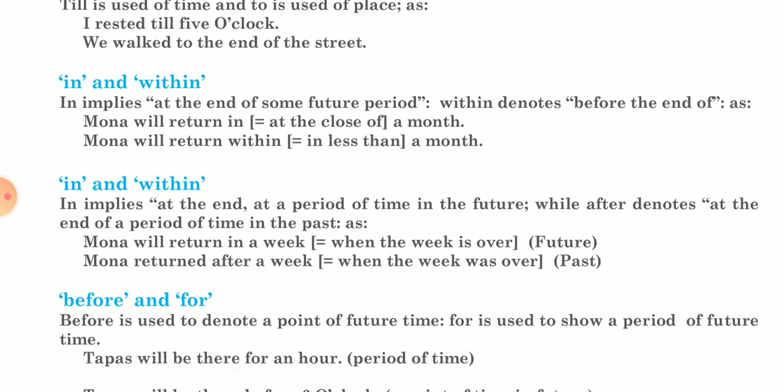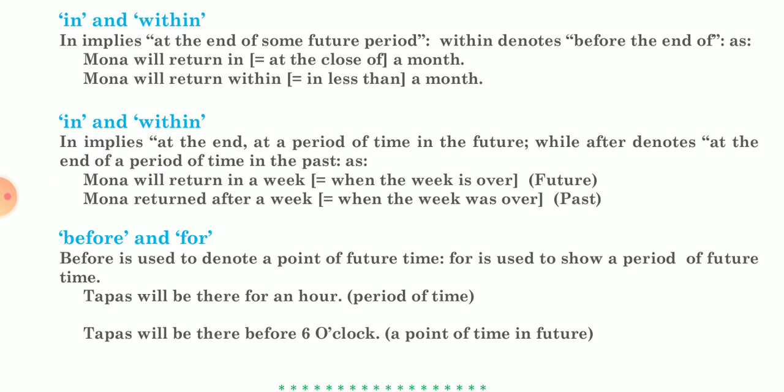here you have understood. Now next thing we are to understand, in implies at the end of a period of time in the future, while after denotes at the end of a period of time in the past. As here in and after, within is a misprint, you should correct it. Mona will return in a week. In means when the week is over, which is showing future. Mona returned after a week. So when the week was over, that is showing past tense.